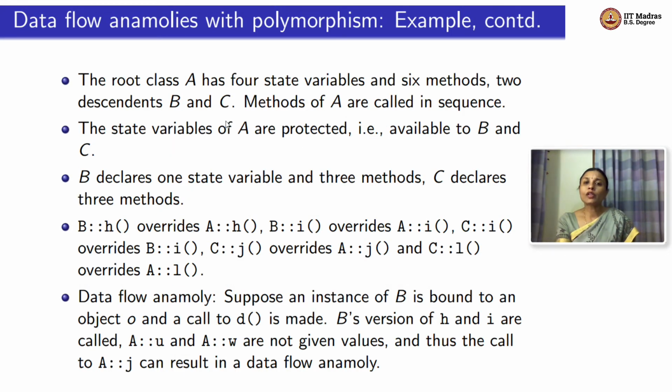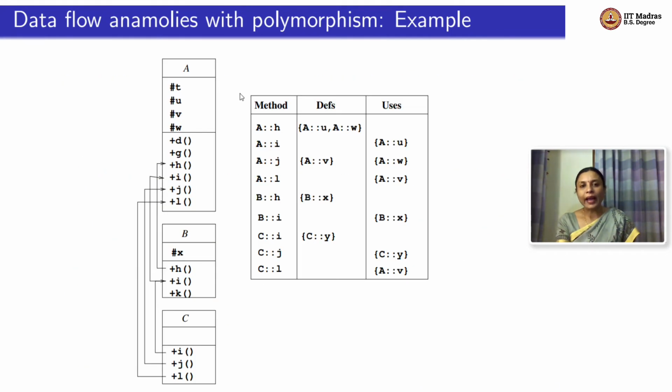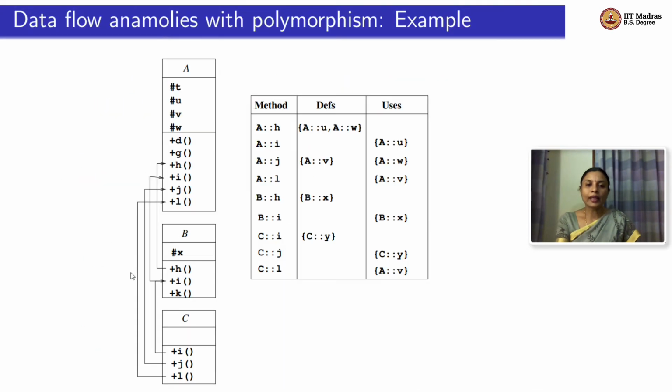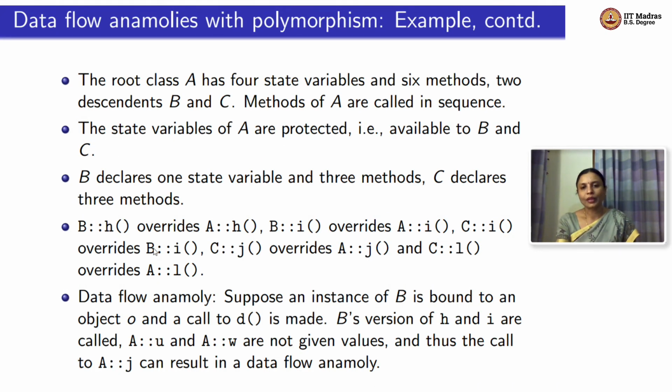The state variables of A are protected. This hash symbol says they are protected, which means they are available to the descendant classes B and C. B declares another state variable and 3 methods. We saw that. C declares 3 methods. And this is the part I read out to you from the figure. The method H of B overrides the method H of A, method I of B overrides the method I of A, and so on. That's what is written here.